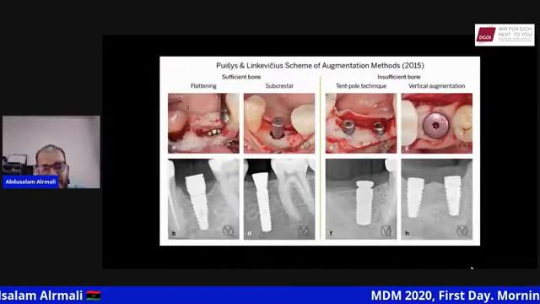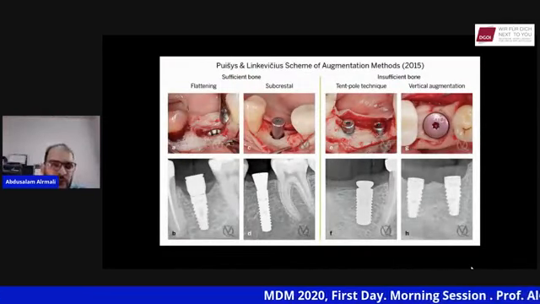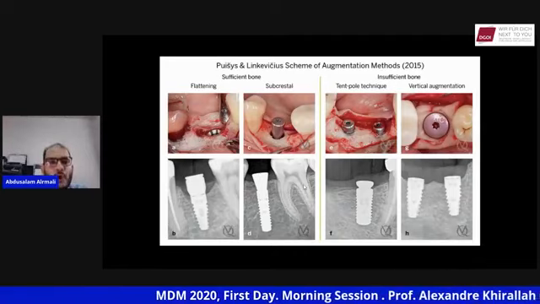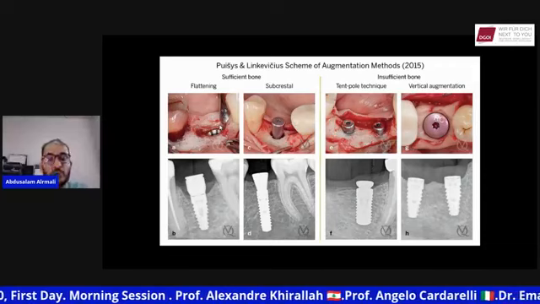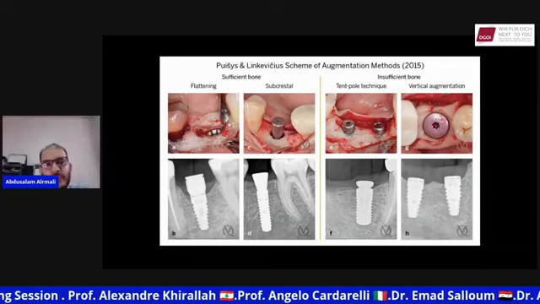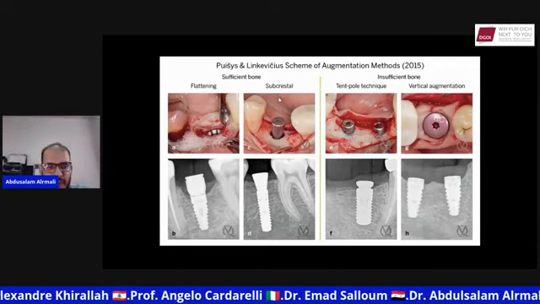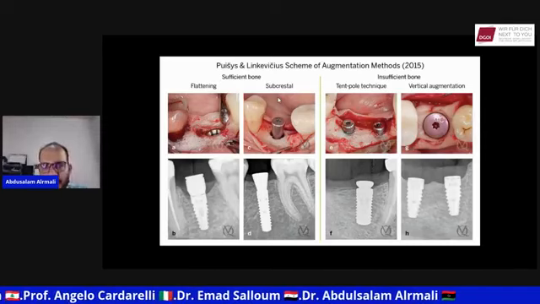So when there is sufficient bone, you have two choices: either flatten the bone to get more soft tissue height and a better emergence profile, or place your implant subcrestal, either 0.5 millimeter, 1 millimeter or 2 millimeters.